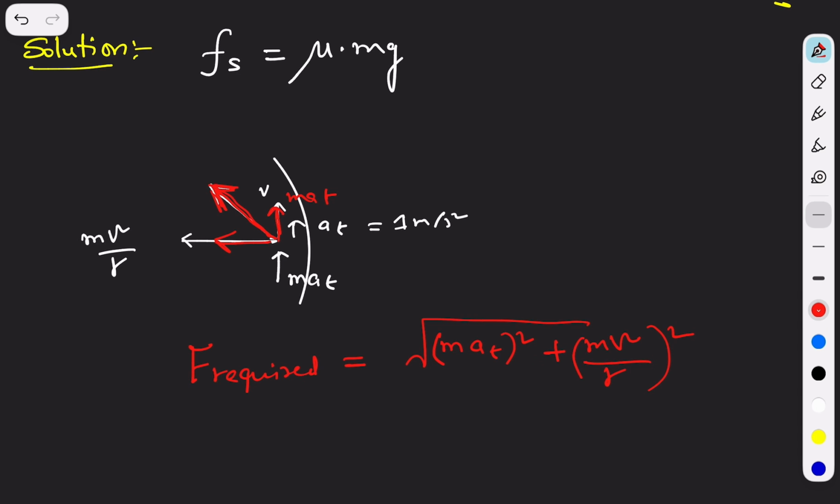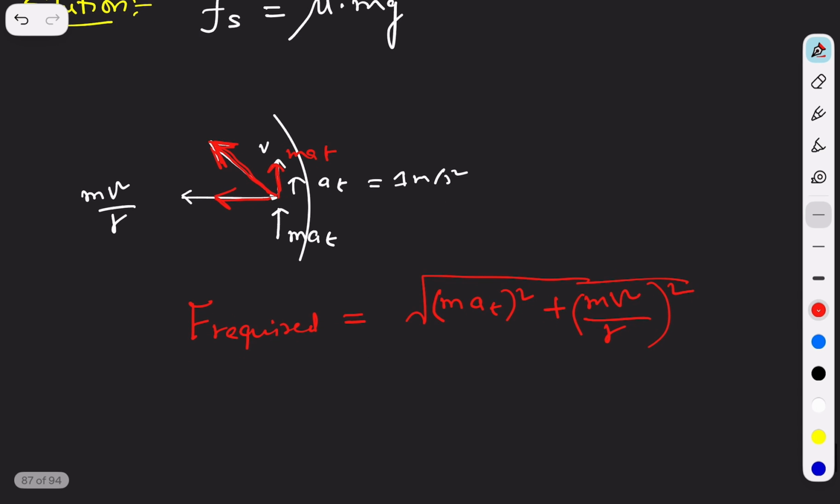Now guys, this should be at the limiting condition, when the just skidding is going to happen. F required should be equal to F available, and that is nothing but mu m g. I hope you're getting my point. I'm going in a more elaborative way, so I'm taking many steps here, because I just want to explain what is happening here. I can do this in 2 lines also, but just to give you a proper explanation of how things are happening, I'm going in a much more detailed way.